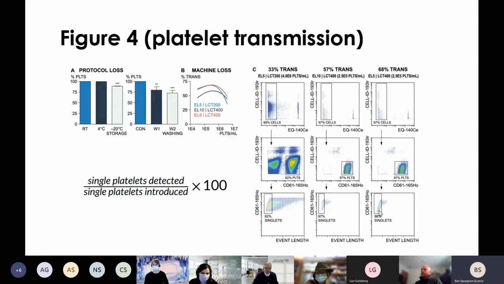And so we found that the maximum transmission efficiency was 68% under the optimal conditions. And when taken together with the protocol-related cell loss, we expect to lose about 50% of platelets from the initial sample. This knowledge is really useful to us, especially when working with patients who have low platelet counts, because we can scale up and adjust as necessary in order to make sure that we're acquiring a sufficient number of platelets.